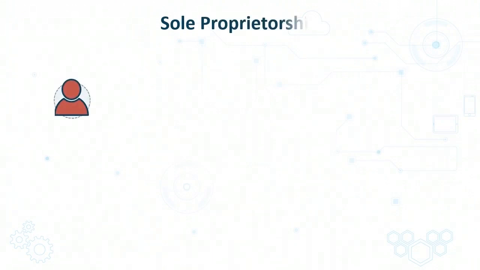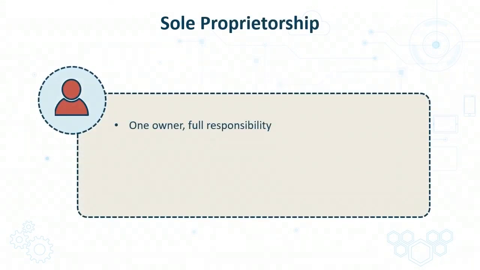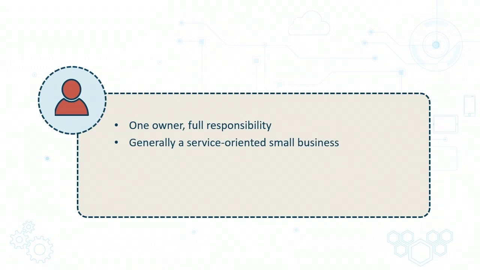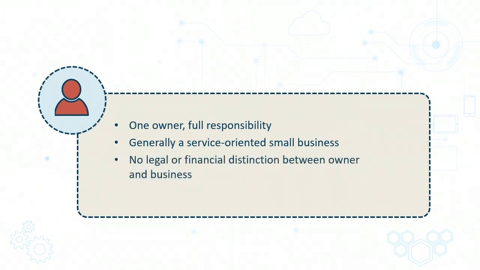A sole proprietorship is the simplest type of business structure. There's only one owner who has full responsibility for the business operations. Generally, this is a service-oriented small business such as a restaurant or professional services office. There is no legal or financial distinction between the owner and the business, so personal and business income is treated as one as well as liabilities.